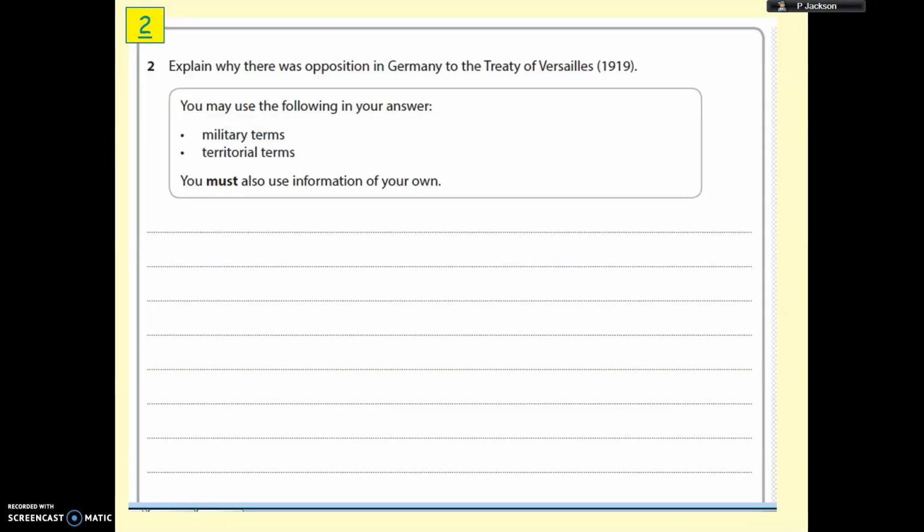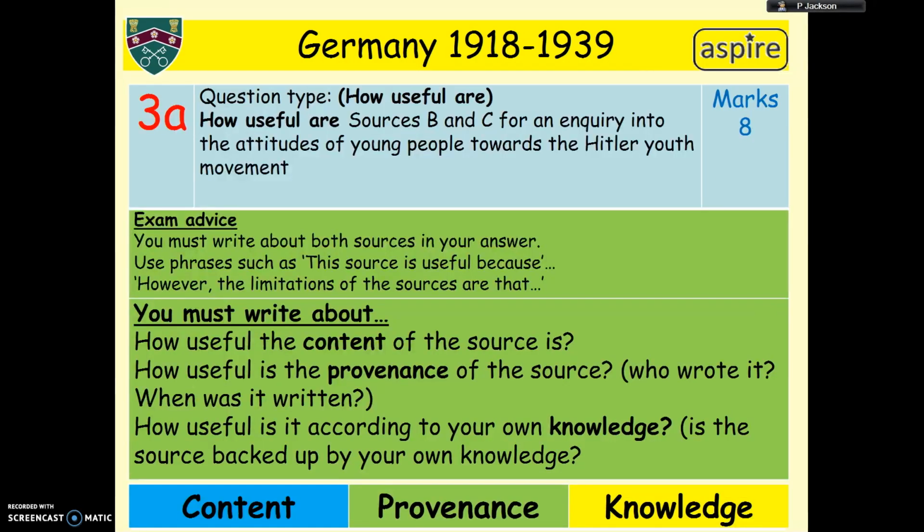So when you get on to question 3, you're going to have 2 primary sources to read and 2 secondary sources to read. Question 3A is a usefulness question, and these will usually be primary sources, and the question will say how useful are sources B and C for an inquiry into a particular event.